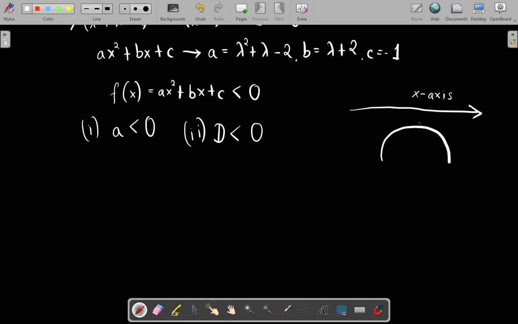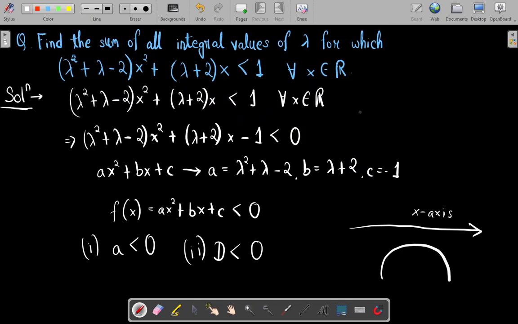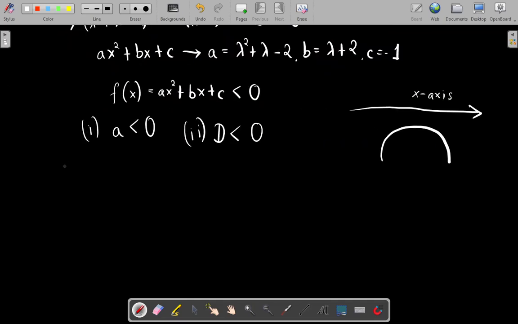See, the curve is below the x-axis. Y is below the x-axis. This is y, f of x is y. So if this is below the x-axis, its value is negative, and this happens only if a is less than 0. If a is greater than 0, the curve opens vertically upwards, whereas if a is less than 0, it opens vertically downwards, and the discriminant is less than 0, which means there are no real roots, or imaginary roots if we go in complex, but here x is real. So these are the two conditions for this quadratic expression to be negative.